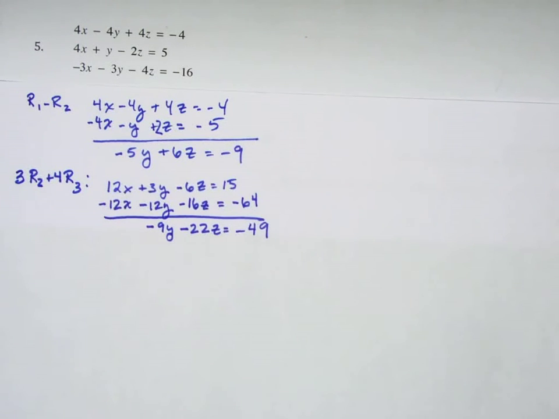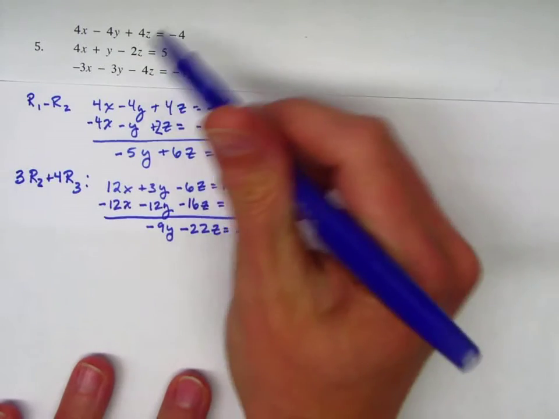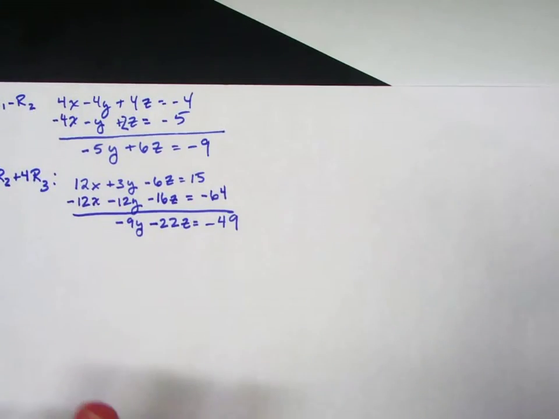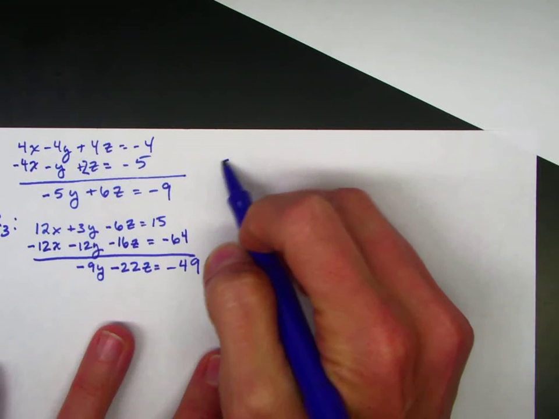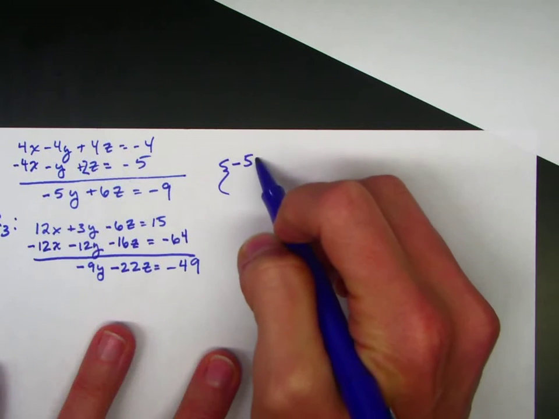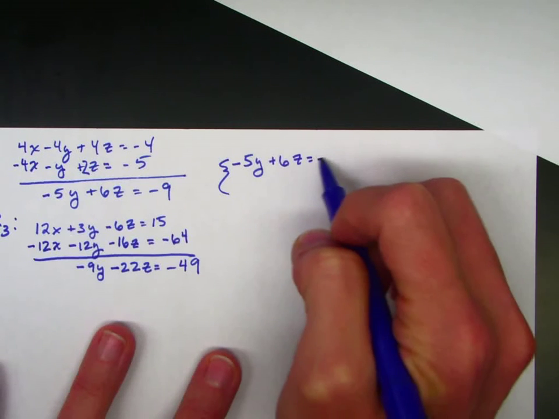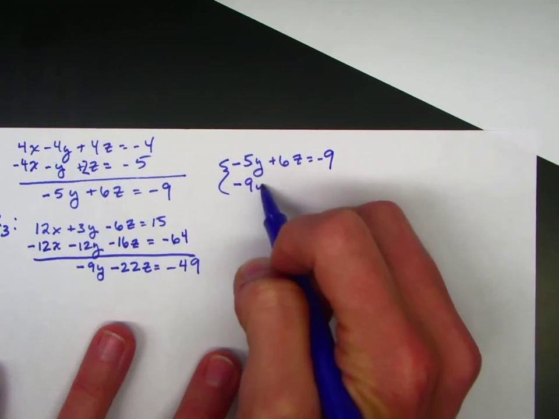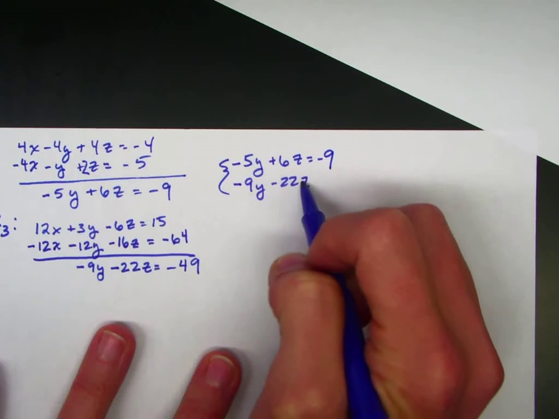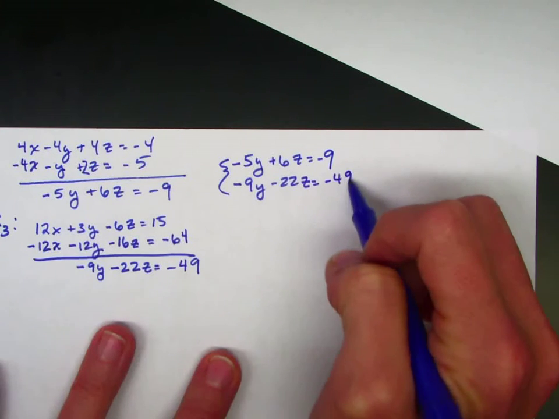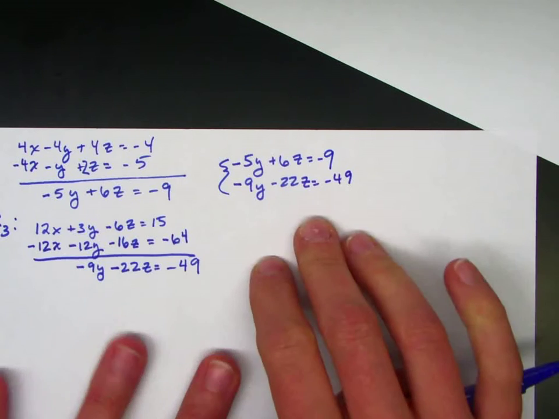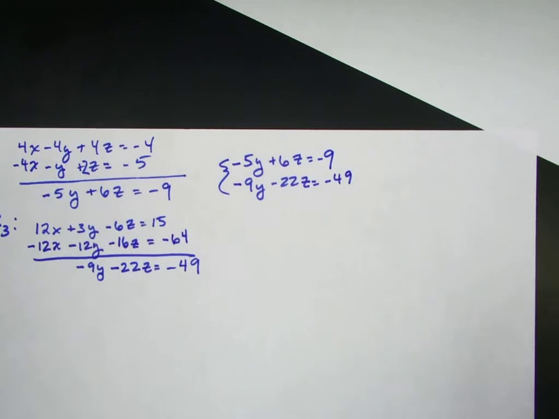Okay? All right, so now that you've eliminated the one variable twice, now we are going to start a problem that's going to be completely separate from my 3 variable problem. So it's like this is going to go away, and now what I'm going to do is solve a 2 variable system. So negative 5y plus 6z equals negative 9, and negative 9y minus 22z equals negative 49. And I'm going to treat this like a new problem where I solve for y and z.